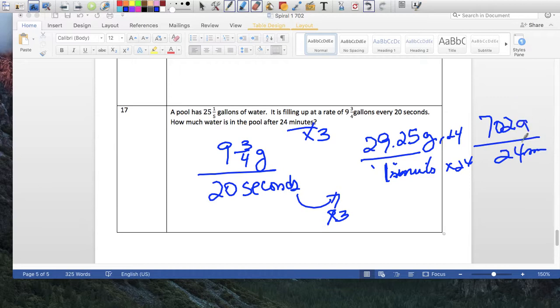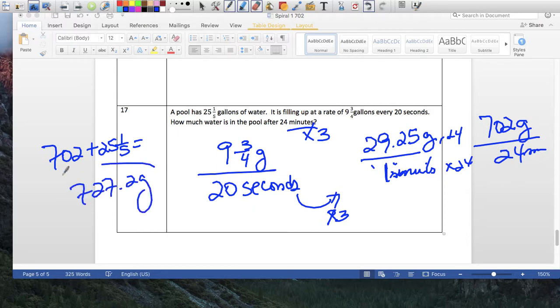In 24 minutes, but I already have 25 and 1/5, so it'd be 702 plus 25 and 1/5, and I would get 727.2 gallons after 24 minutes. You can't forget that we have that much water in the pool already. Okay, so that's it.